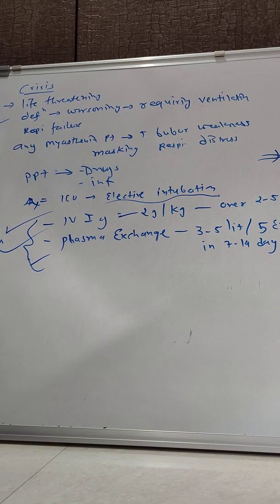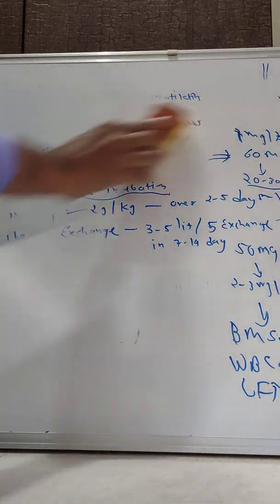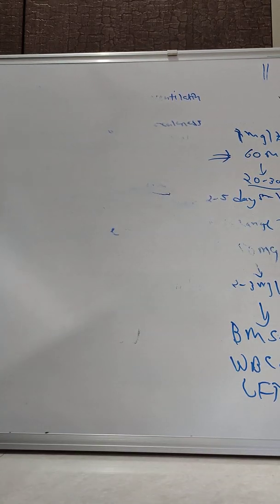Which are the other conditions where we use IVIG and plasma exchange? Guillain-Barré syndrome, and the second one is immune thrombocytopenia. Now we have understood almost everything regarding myasthenia.